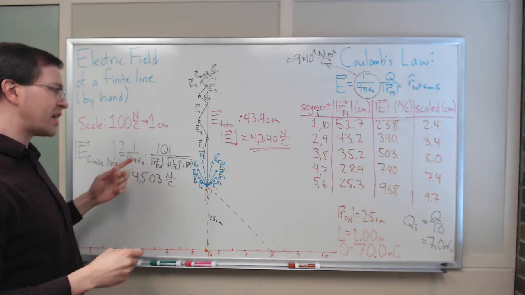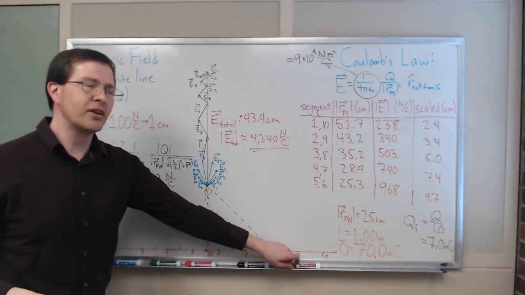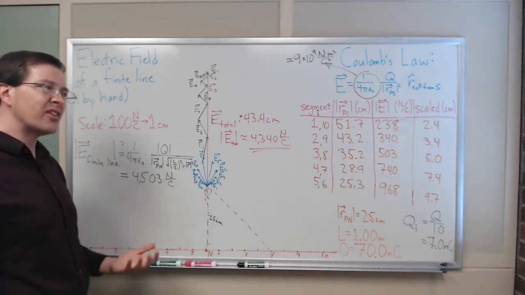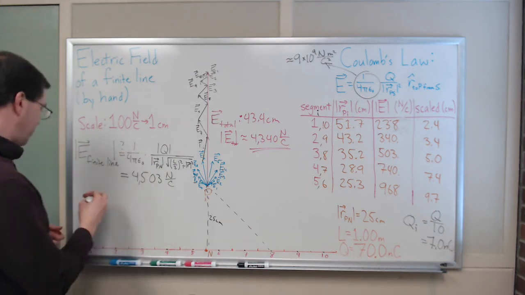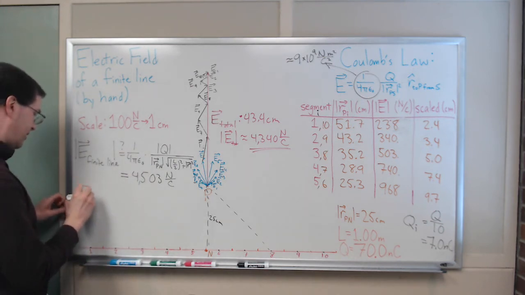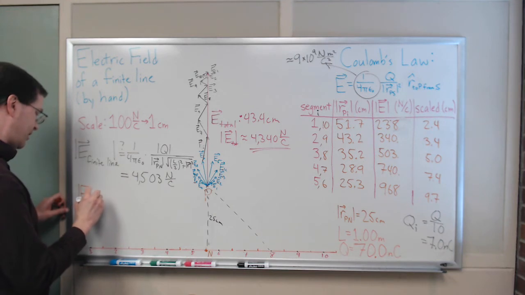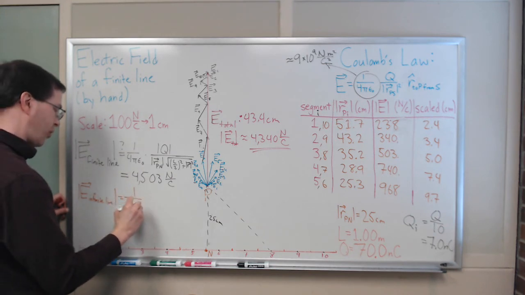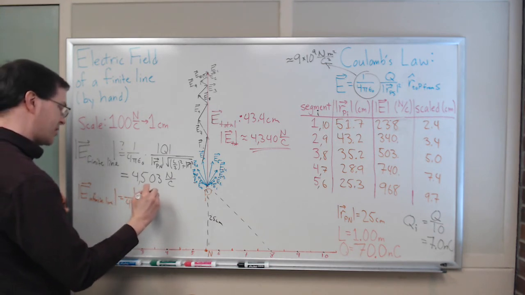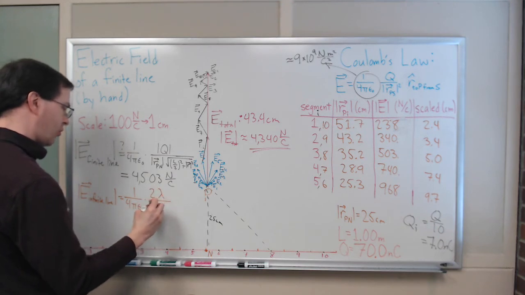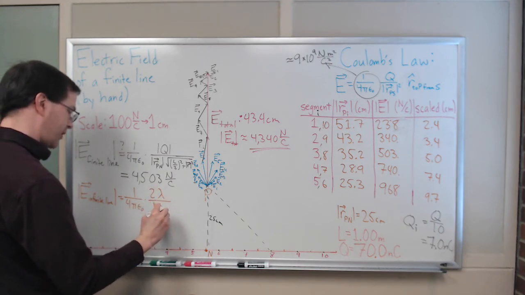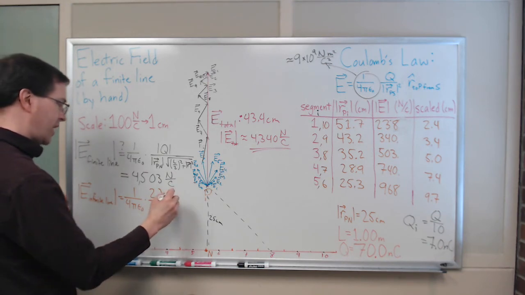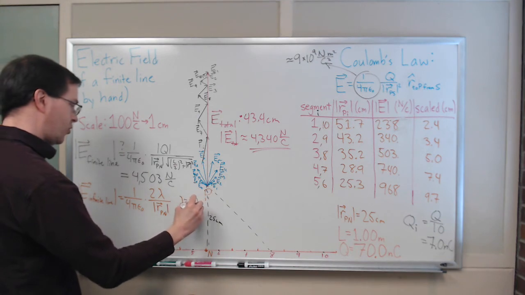This is a harder formula to come up with. It's actually kind of nice. There is a formula for an infinite line of charge. For an infinite line of charge, that magnitude is 1 over 4 pi epsilon naught times 2 lambda over that distance r_PN, where lambda is q over L.